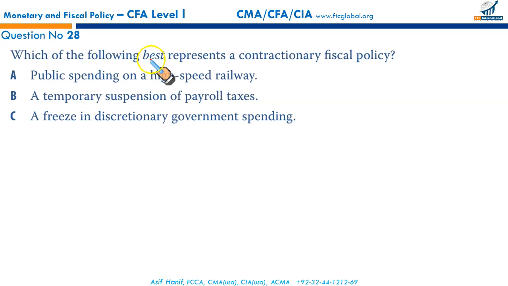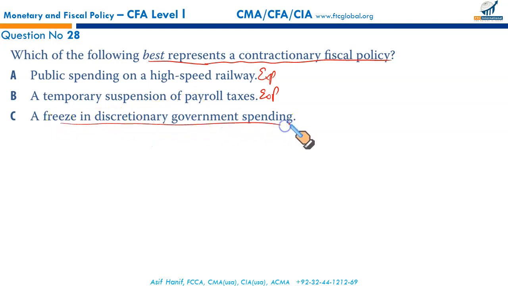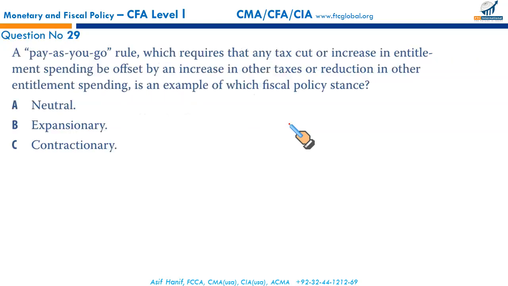Which of the following best represents a contractionary fiscal policy? Public spending on high-speed railway, that is expansionary. Temporary suspension of payroll taxes, that is expansionary, more disposable income. A freeze in discretionary government spending, this is contractionary, where government spending is reduced. C is the right answer.